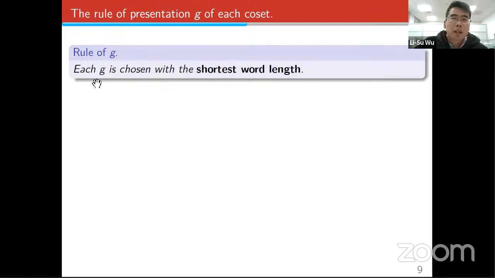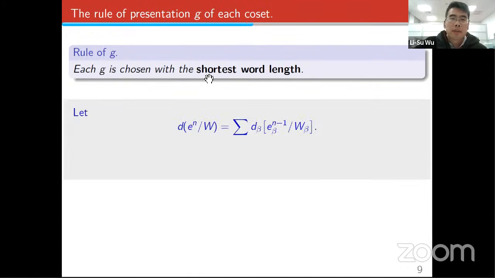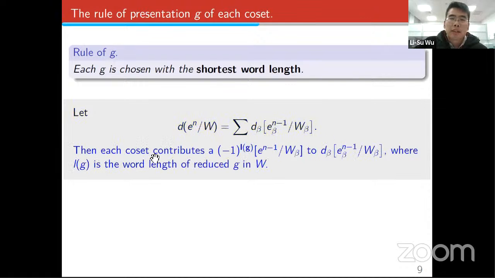Here, we give rules for the choice of presentation g of each coset. We require each g to be chosen with the shortest word length. So now let the boundary map have a formula like this. Here d_beta is similar to the degrees defined in the boundary map in a cellular complex. Then each coset contributes this part to this d_beta, where l(g) is the word length of reduced g in this finite Coxeter group.